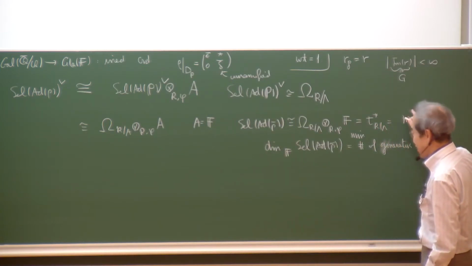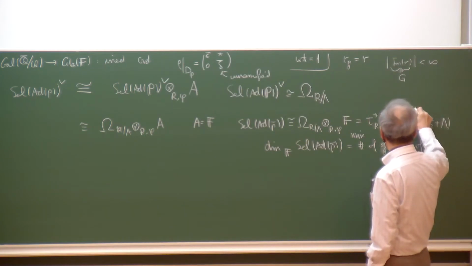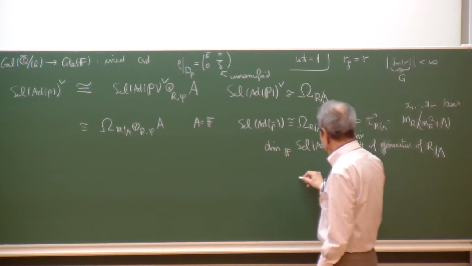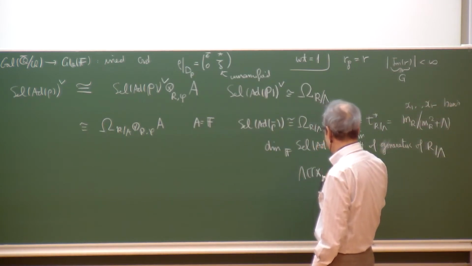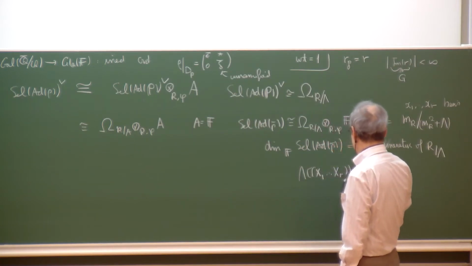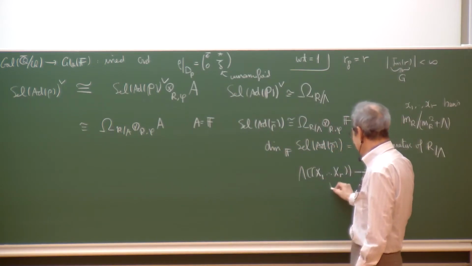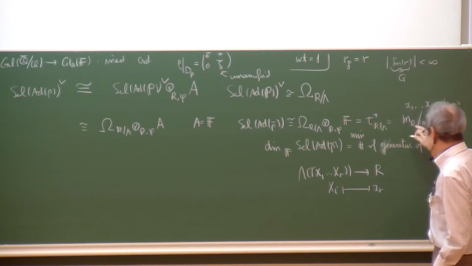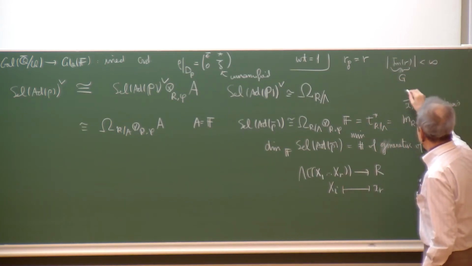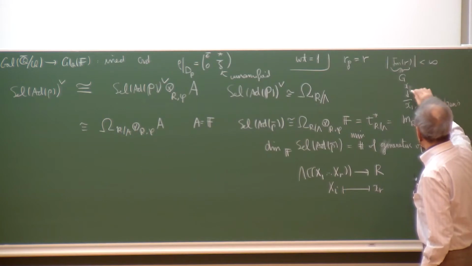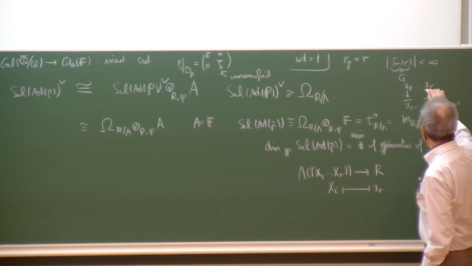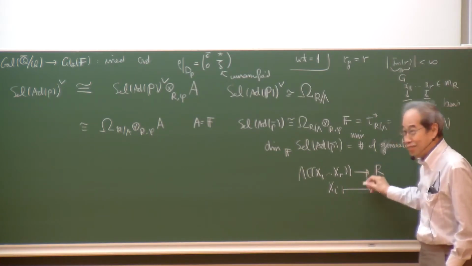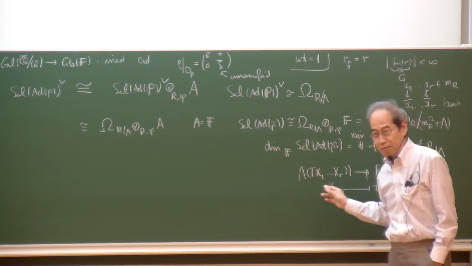Because if you have a basis here, say x1, ..., xr, then you pick the power series ring Lambda double bracket, and you bring it down to R, so each xi goes to this xr, because this xr is actually a basis. Then you pick xi which goes down into the maximal ideal, and you bring it this way, then you get a surjection, and then you get this number of generators.